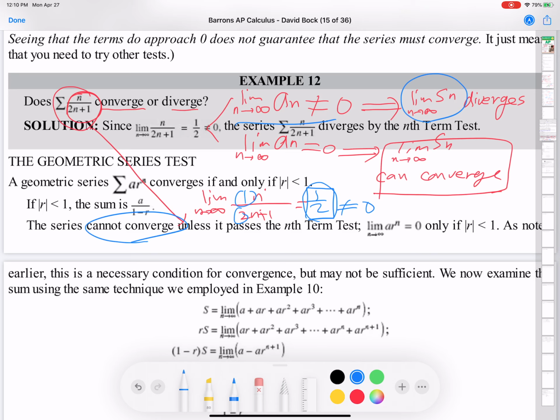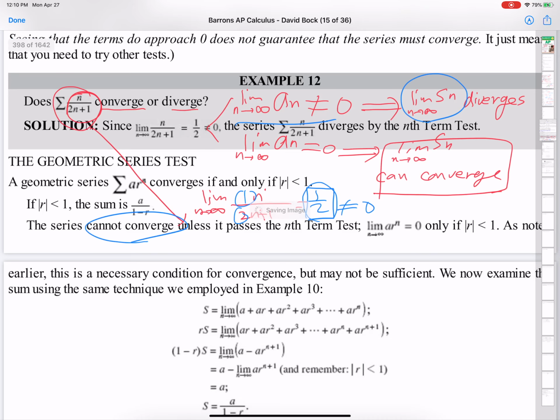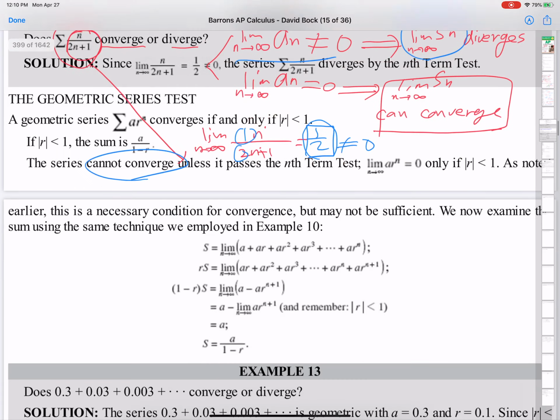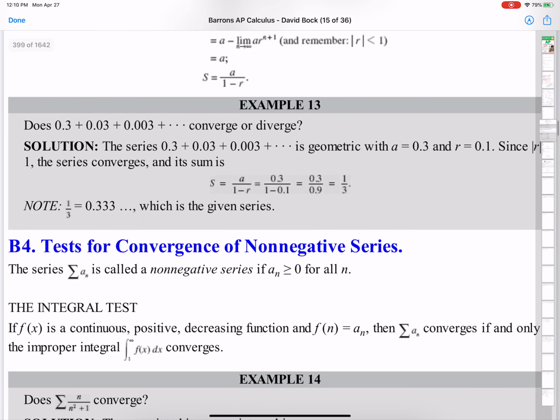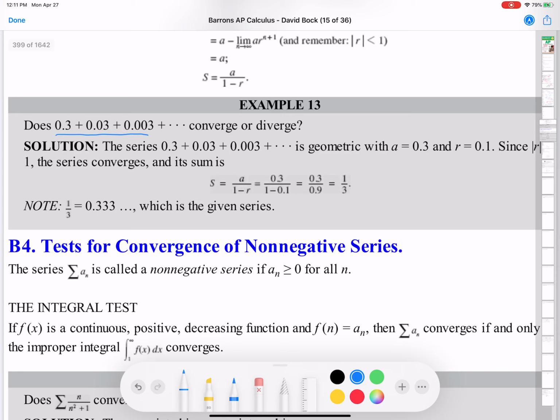Okay, and the next problem. Number 13. Maybe the last example problem today. I will explain more than this in the next video. Does 0.3 plus 0.03 plus 0.003 converge or diverge? This is convergent because it is a geometric series. What is the common ratio? It is 0.1.